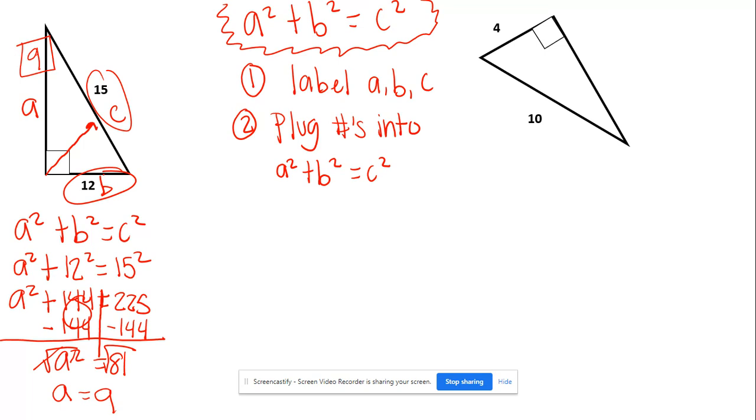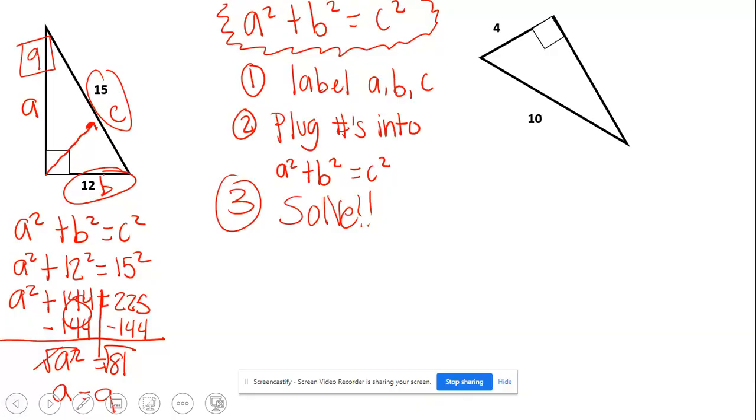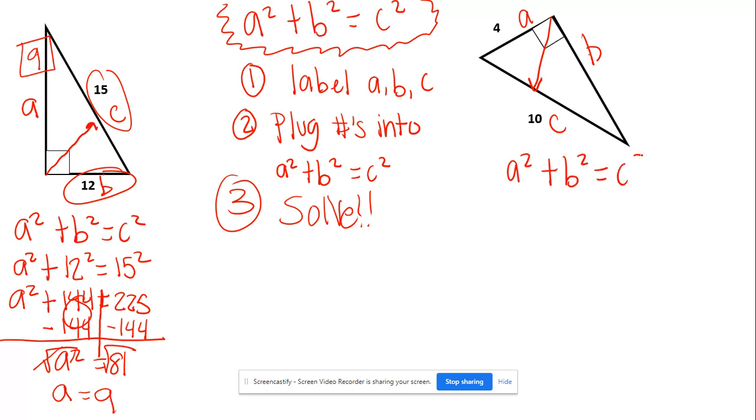I want to do one more example with you. And step 3 would be to solve. So label the triangle. This is C. Remember, it's my longest. And then let's go A and B. So I'm going to write A squared plus B squared equals C squared. Now A, plug it in, is 4 squared plus, do I know what B is? I don't. B squared equals 10 squared.